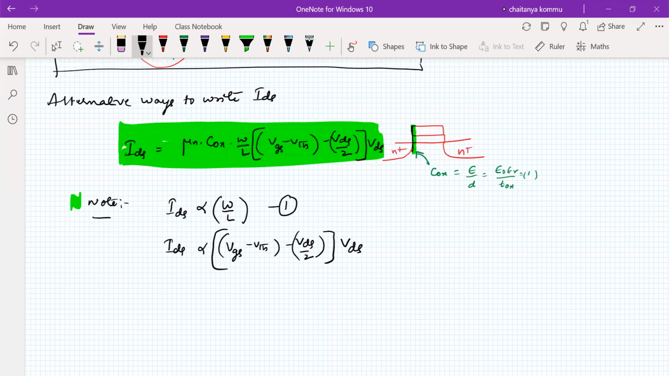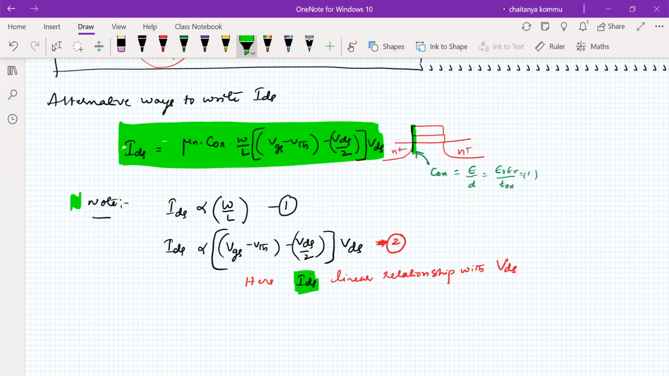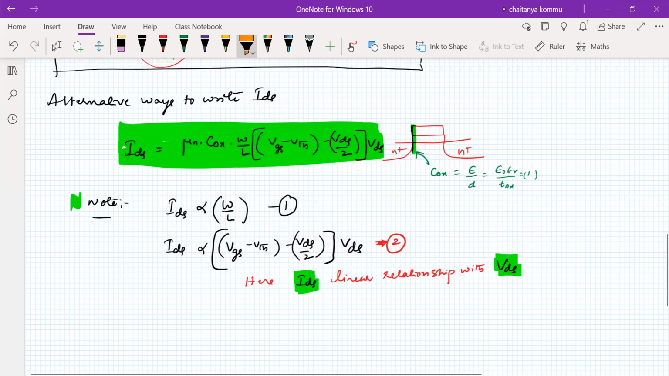The remaining two things are constants only: mu n into Cox is a constant value, the transconductance parameter. From the device point of view, IDS depends on the W by L ratio and on VGS minus VTH. Generally, this is a linear relationship. If we keep W by L aside, the second important thing is that IDS has a linear relationship with VDS. That is the very important point to remember: IDS is linearly related with VDS. Do not forget this.